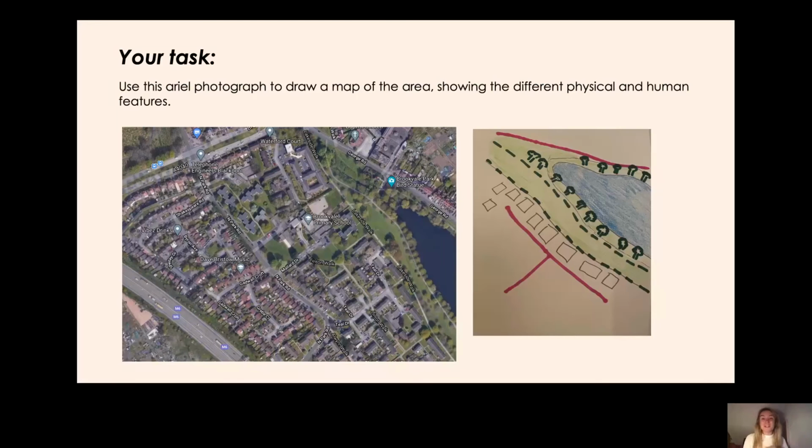So you'll find this aerial photograph on your resource, Year 2 Geography 12th of February resource, okay? So I'm looking forward to, as I said, seeing your map drawings using the different representations of human and physical features.